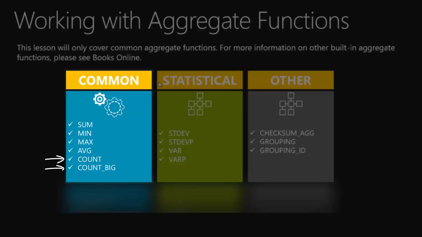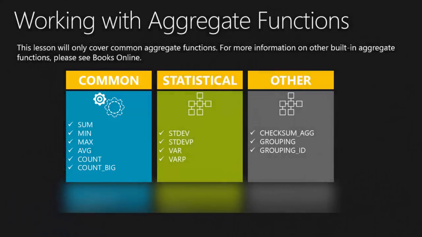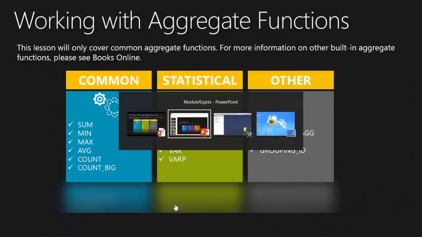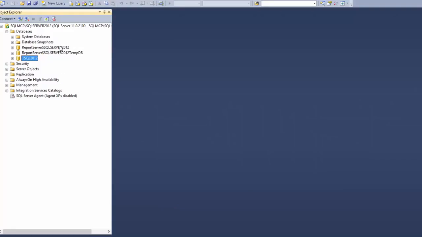The count and count big functions return the count of all rows in the column. When you pass star as a parameter to these functions, the count of all the rows, including those with null, is returned. When a column is specified as an expression in the count or count big function, it returns the count of all non-null rows for the column. Count returns the value as an int, and count big returns a big int. Now let's see some examples of these aggregate functions.